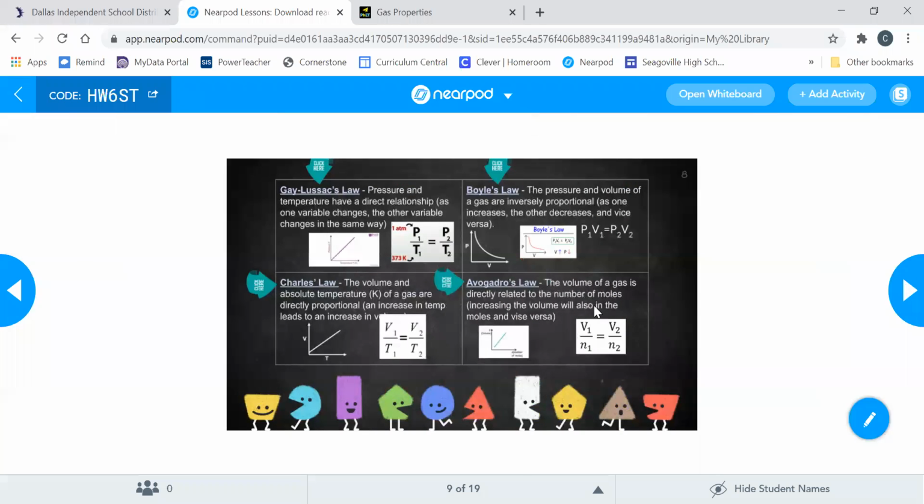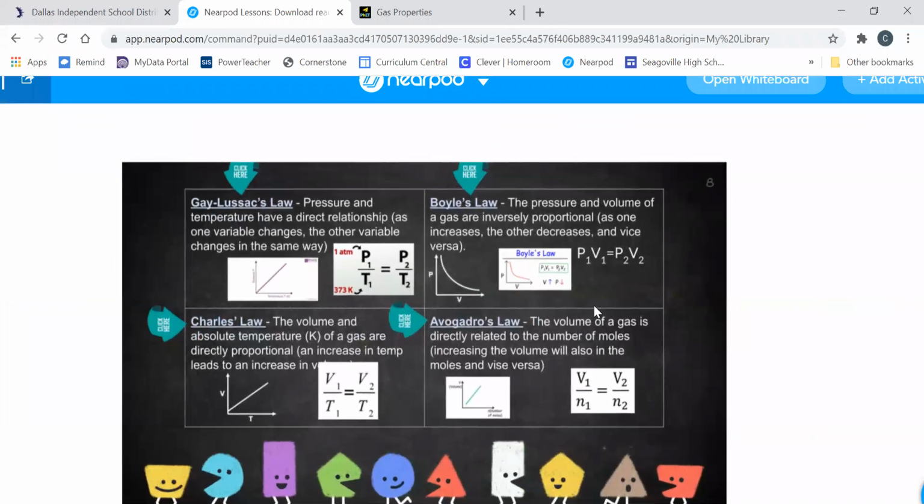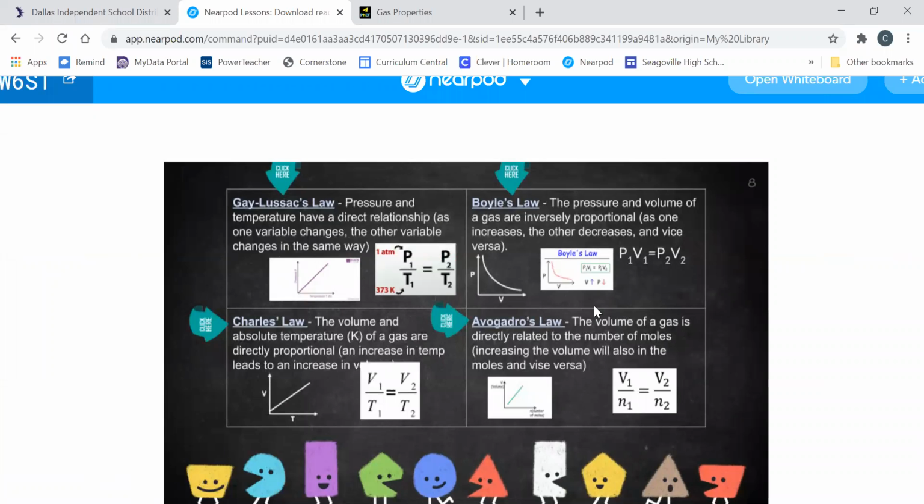KMT is not really going to be that important in the quiz, but what is going to be very important on the quiz are the laws. What I need you guys to know is that you don't need to memorize the laws, but you do need to know what makes each law special or what variables are being used in the law.